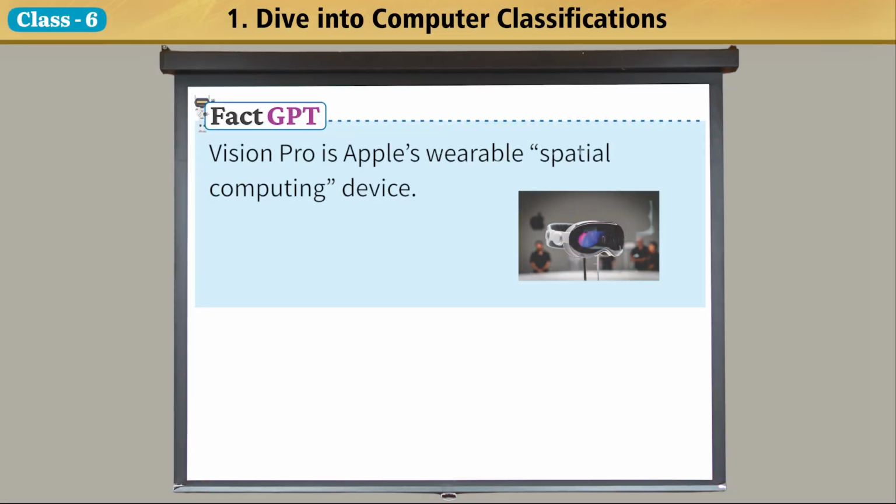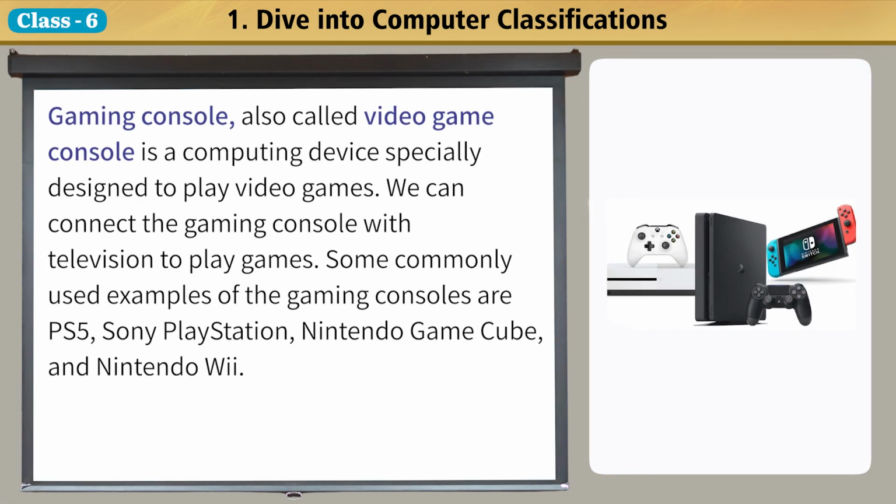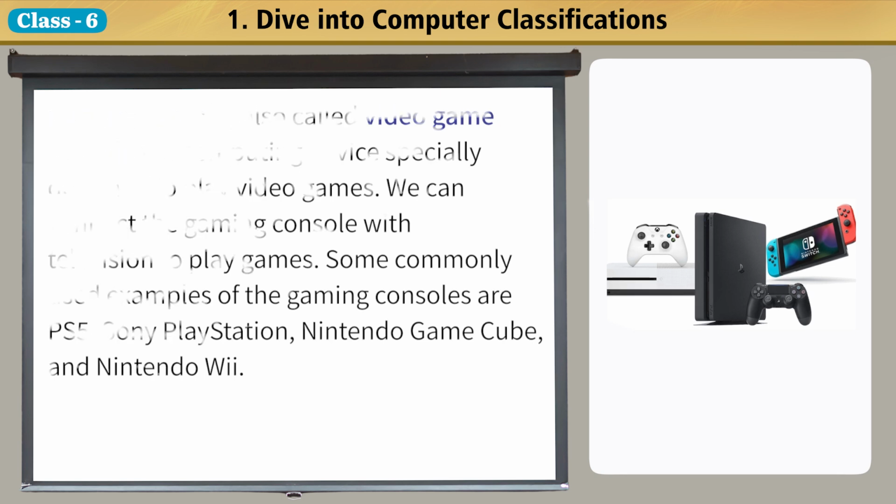FactGPT. Vision Pro is Apple's wearable spatial computing device. Gaming console, also called video game console, is a computing device specially designed to play video games. We can connect the gaming console with a television to play games. Some commonly used examples of the gaming consoles are PS5, Sony PlayStation, Nintendo GameCube, and Nintendo Wii.